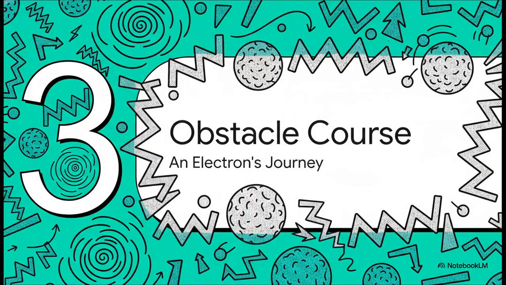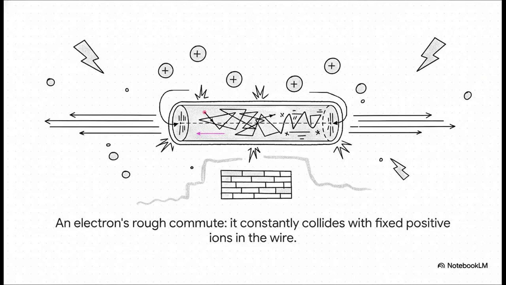All right, so you'd think with all this push, the electrons would have a clear shot, right? A nice, smooth highway to travel down? Well, not exactly. It's actually a lot more like a chaotic obstacle course. Picture this. As our little electron tries to zoom through the wire, it's constantly smashing into the huge, fixed atoms of the metal itself.